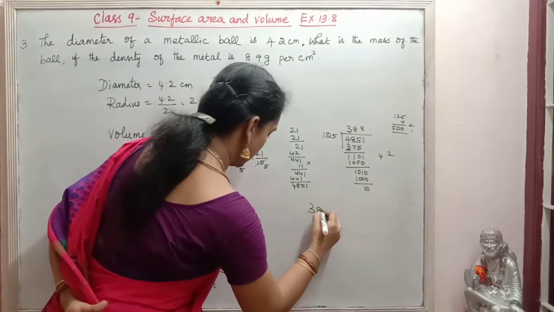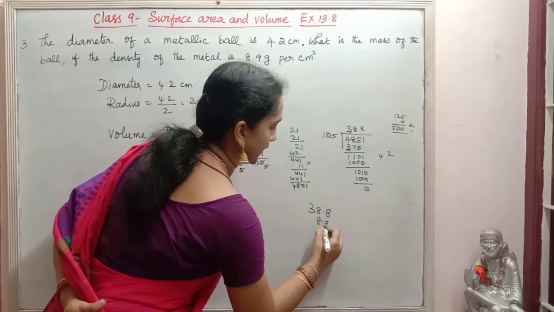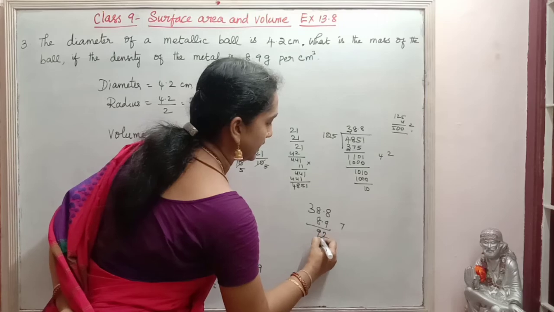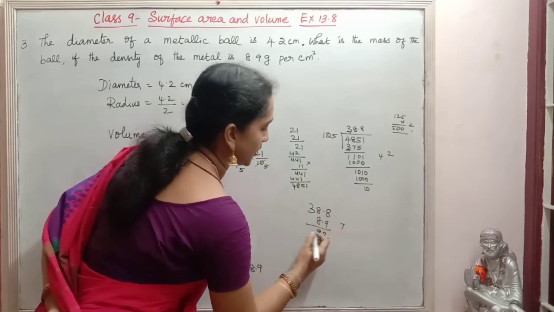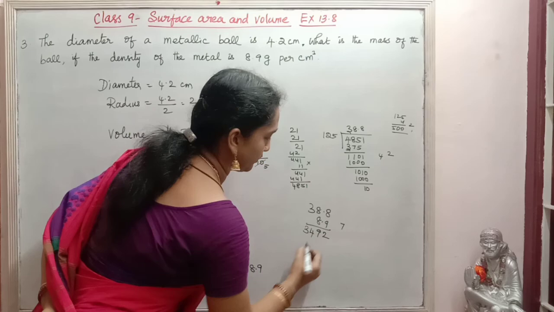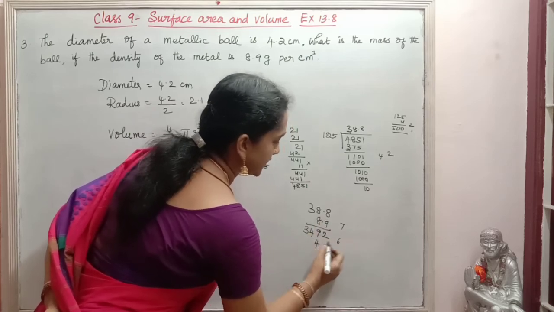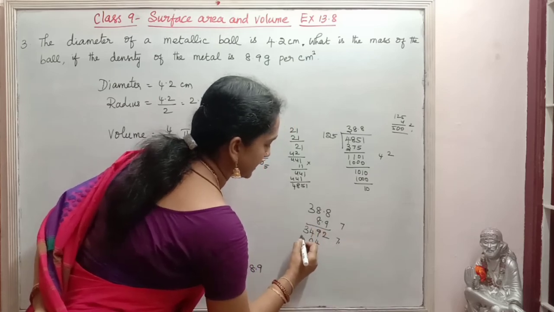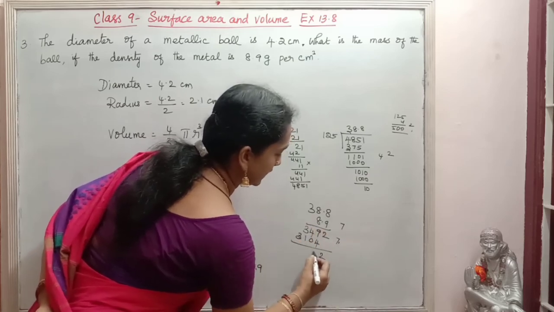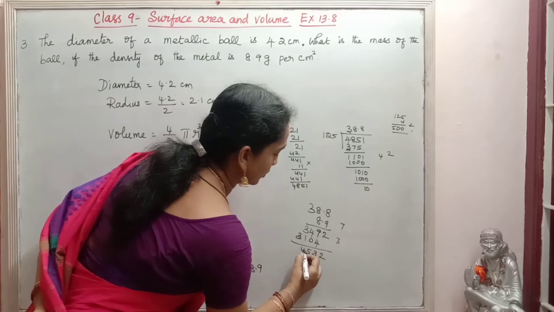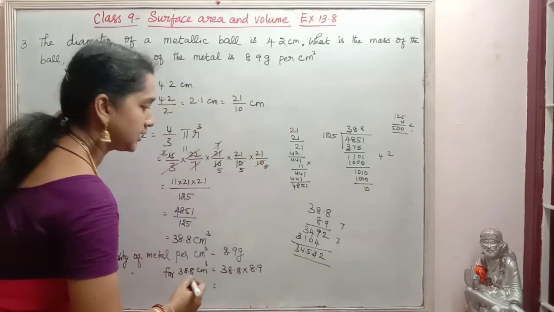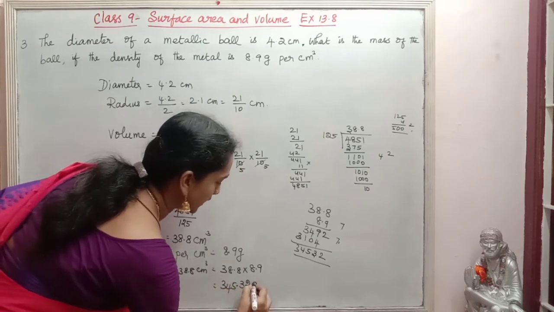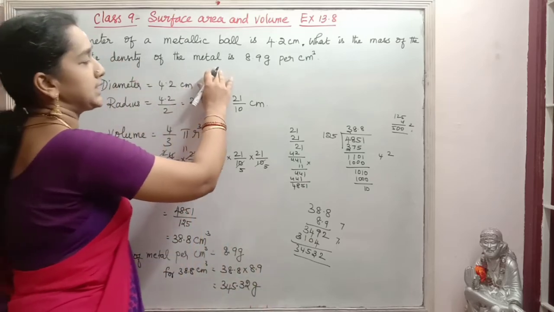So 38.8 into 8.9. So 8 nines are 72. 72 plus 7 is 79. Remainder 7. 9 threes are 27 plus 7 is 34. Then 8 eights are 64. 64 plus 6 is 70. Then 8 threes are 24 plus 3, 27. So when we add this, we get 345.32 grams.